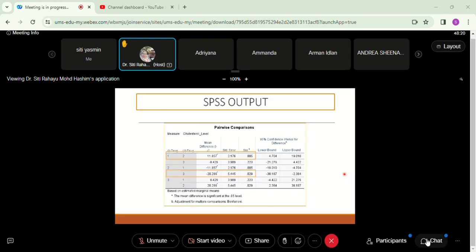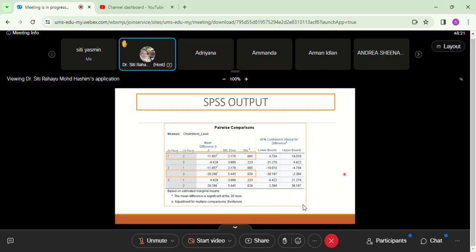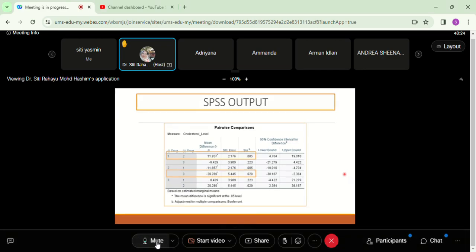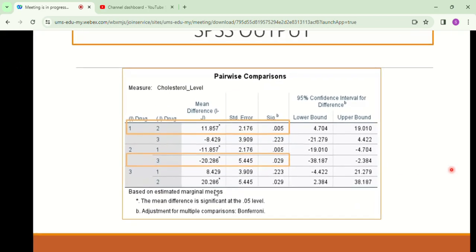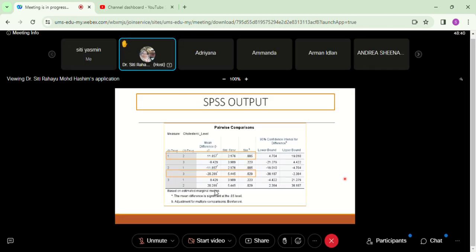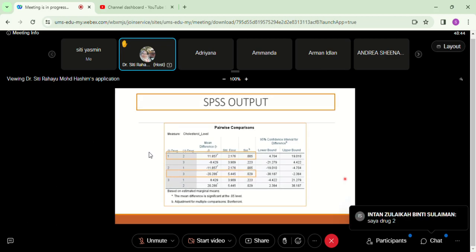Okay, Siti Yasmin. Semuanya jawab drug 3. Siapa yang ada opinion yang berbeza? Boleh saya tahu? Cuba angkat tangan. Emoji angkat tangan. Ada tak? Ada, saya rasa drug 2.